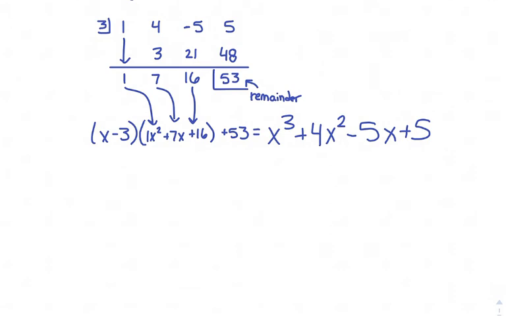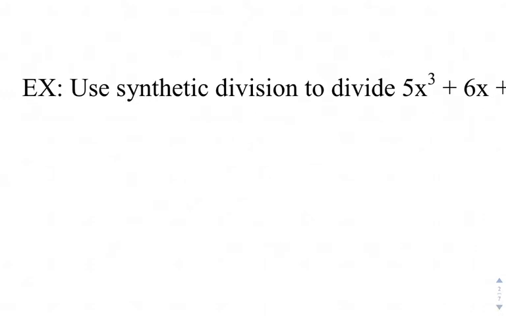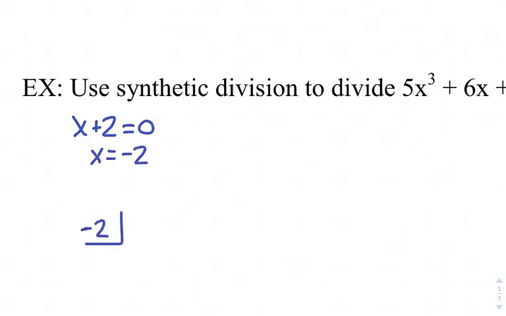So let's try another problem. Use synthetic division to divide 5x cubed plus 6x plus 8 by x plus 2. Well, first I have to figure out my c. So it says by x plus 2. So I set that equal to 0, which means x has to be -2. So my c is -2.